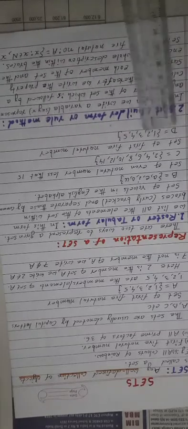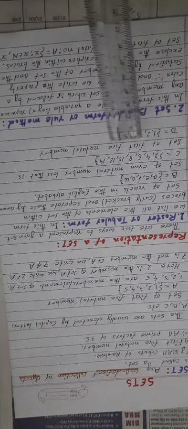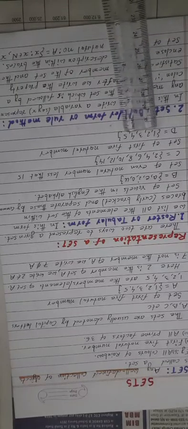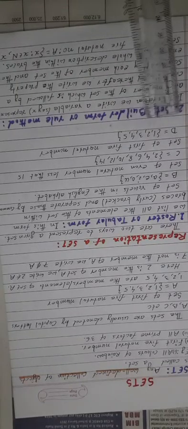Set of the first five natural numbers. Which are the first five natural numbers? 1, 2, 3, 4, 5. Write 1, 2, 3, 4, 5 inside the braces or curly brackets, and between the two elements you have to write a comma. So this is D.